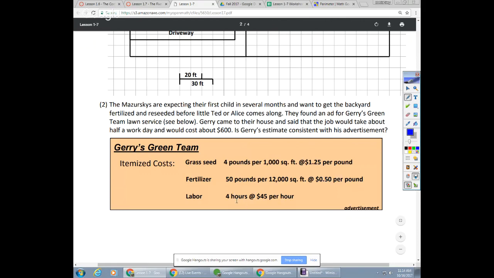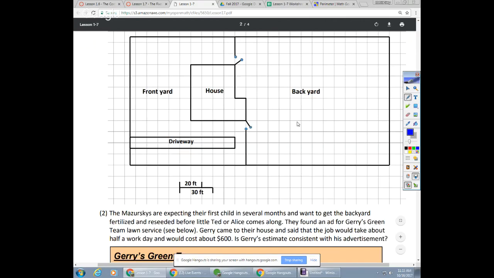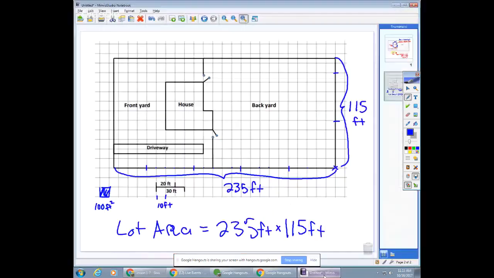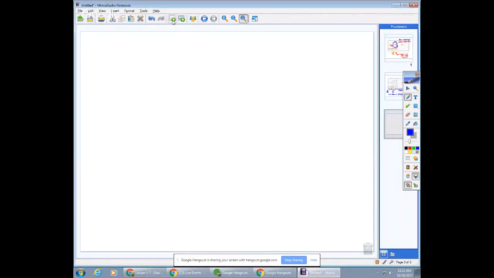And then the labor is $45 per hour, and that's for a 4-hour session. And he says right here, it's going to be about a half a day of work. So we just want to double check his bid by using his itemized costs in the calculation. Before we can do that, we have to figure out how big the backyard is, because we're just doing the backyard. So let's again get a new page to scribble on.